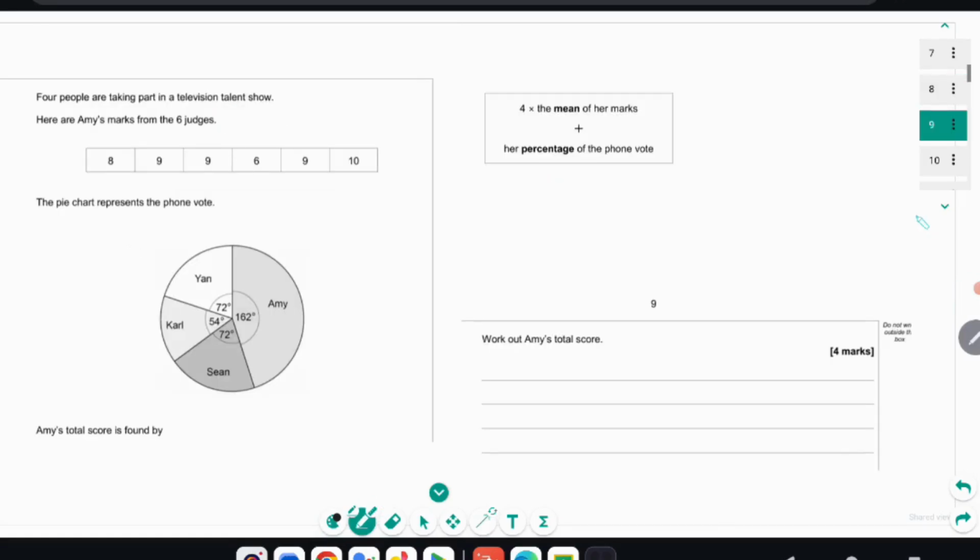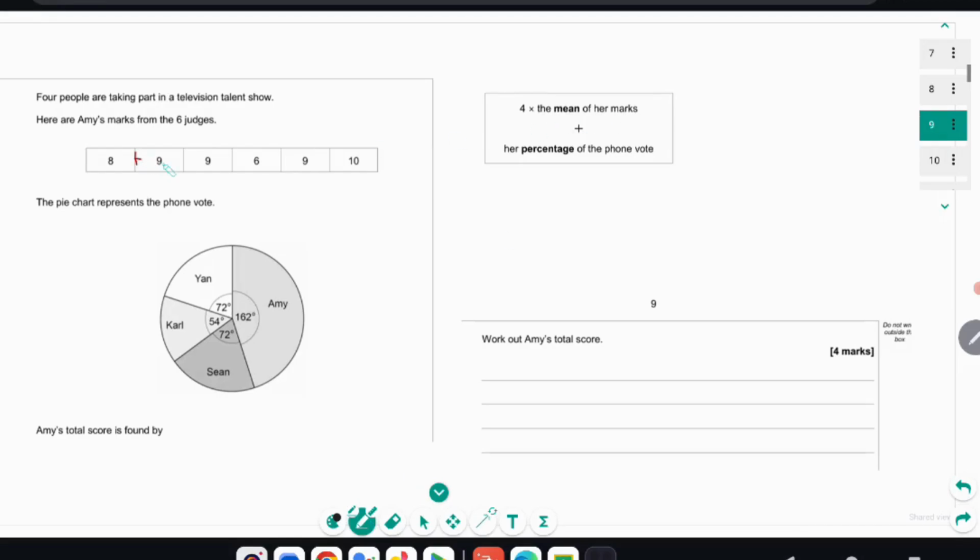Question 8. 4 people are taking part in a television talent show. Here are Amy's marks from the 6 judges. The pie chart represents a phone vote. Amy's total score is found by 4 times the mean of her marks plus her percentage of the phone vote.